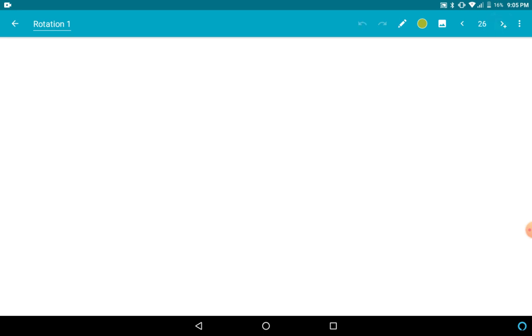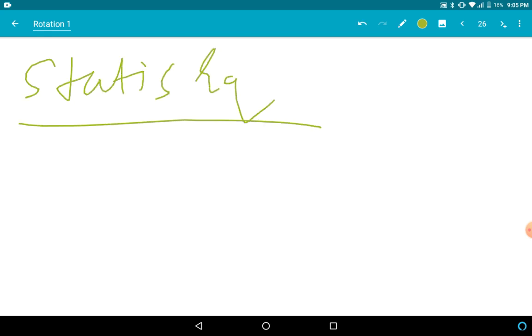Now let's just talk about static equilibrium, because that is in the syllabus. Static equilibrium. It is of two types: linear and rotational.